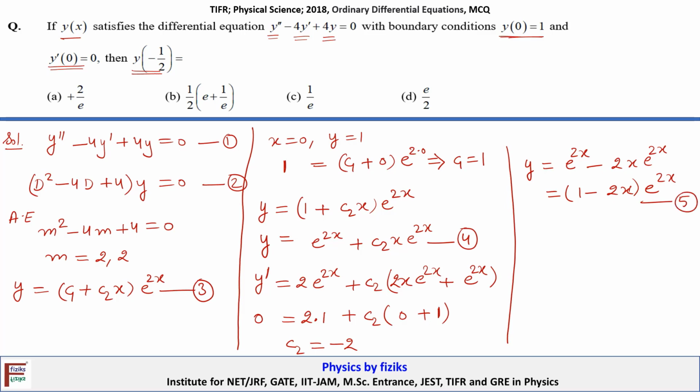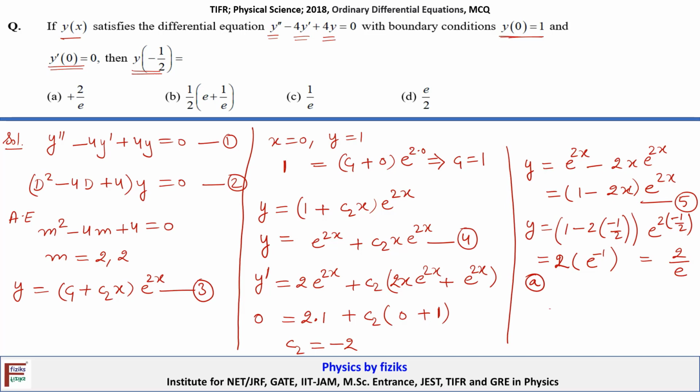Now we have to obtain the value of y at x = -1/2. We substitute x = -1/2 in the above equation, and we can write it as e to the power 2 times (-1/2) times (1 - 2 times (-1/2)). On solving, minus into minus becomes plus, so 1 + 1 becomes 2, and the exponential factor becomes e to the power -1, so it is 2/e. Hence the value of y at -1/2 is 2/e, which corresponds to option A, and hence option A is the correct option.